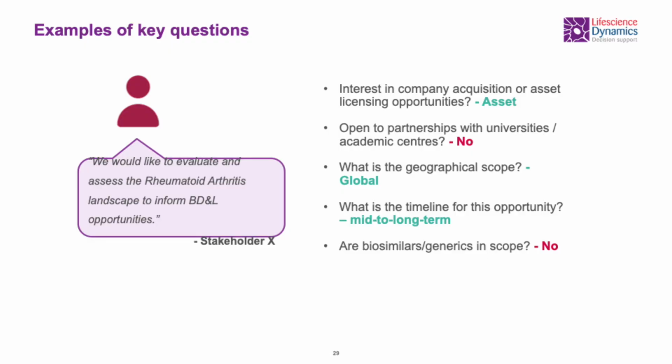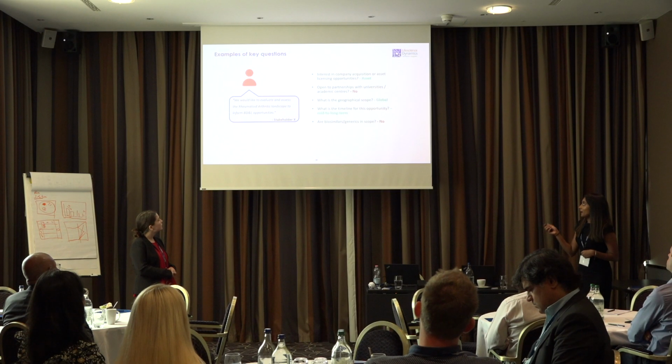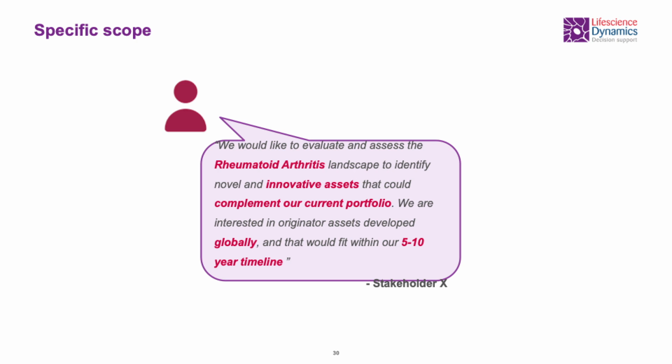So again, for the purpose of this exercise, the stakeholder then comes back saying, we're looking for a specific asset, or these are the responses that they've given. We can now go back to their ask and add in all of this additional context that they've now provided for us. So they want to assess the rheumatoid arthritis landscape to identify novel and innovative assets, exactly what you said, that could complement our current portfolio. We're interested in originator assets developed globally that would fit our 5 to 10 year timeline. Wealth of information here.